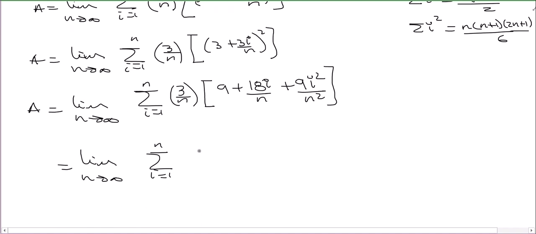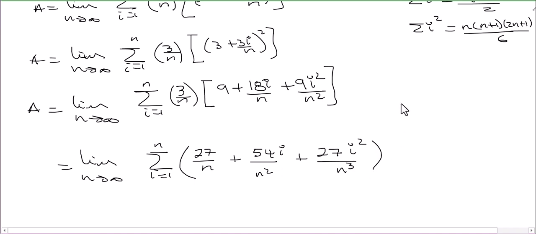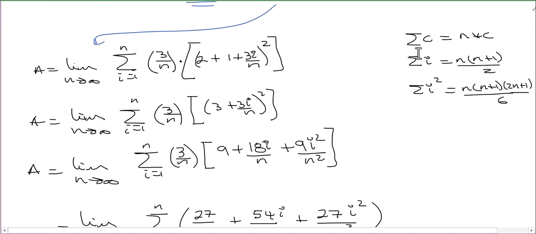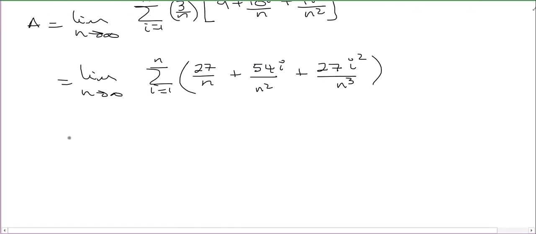So distribute that in. So I'm going to get 27 over n plus 18 times 3. What is that? So we get 54 i over n times n is n squared, and then the last one, 3 times 9, so 27 i squared over n times n squared is n cubed. So this is my sum, and now we can split them up, and keeping in mind that our goal is to use these guys. So split up the sums.